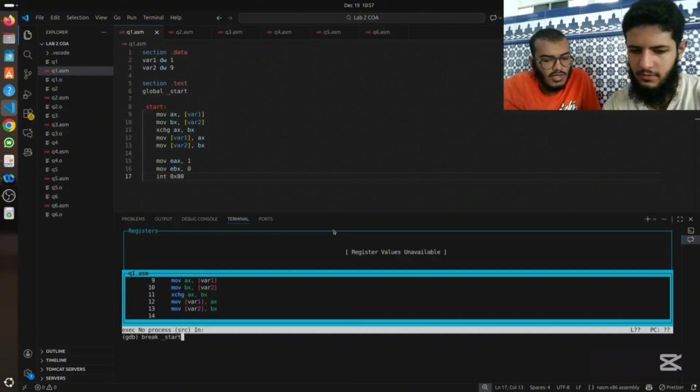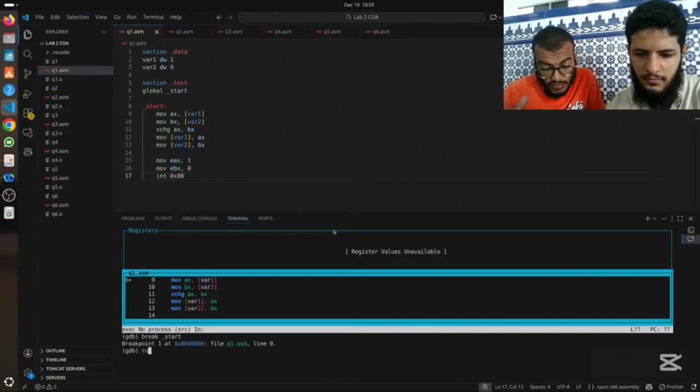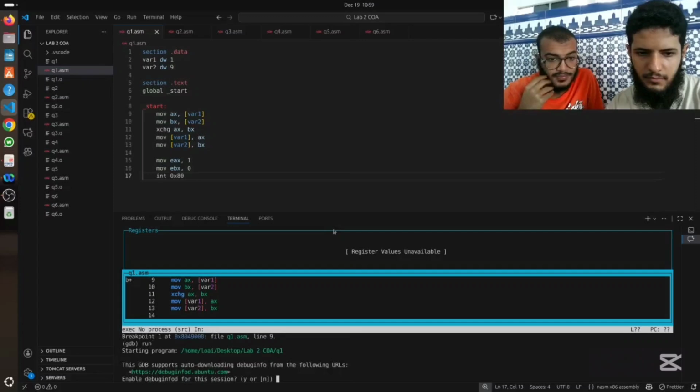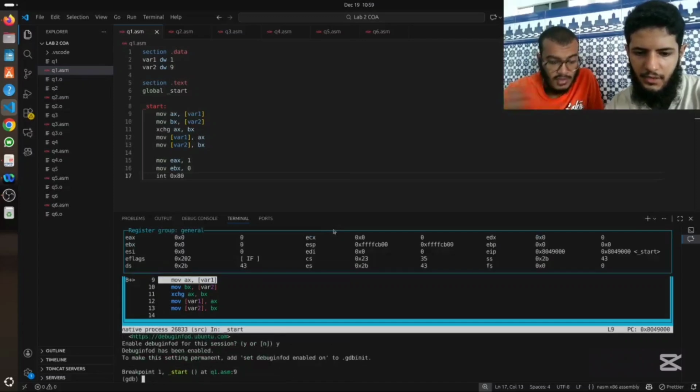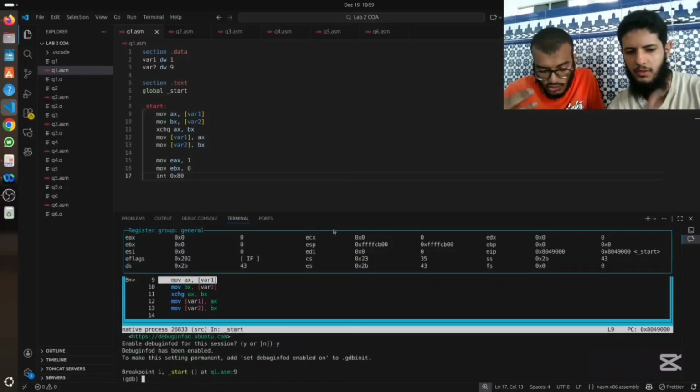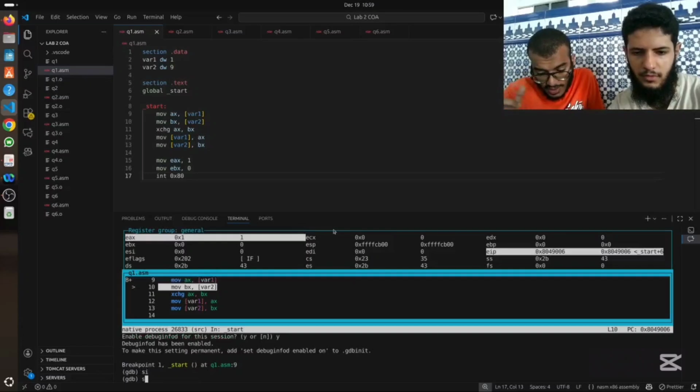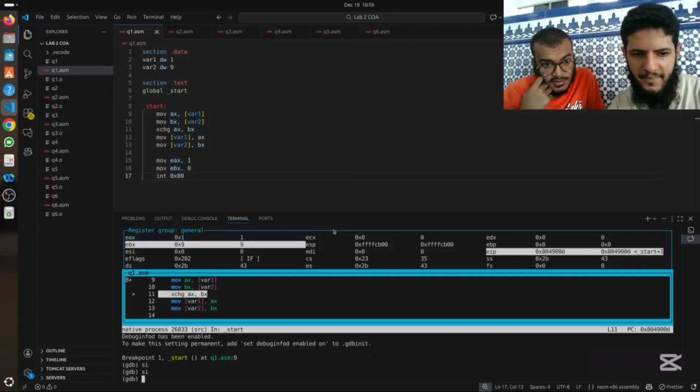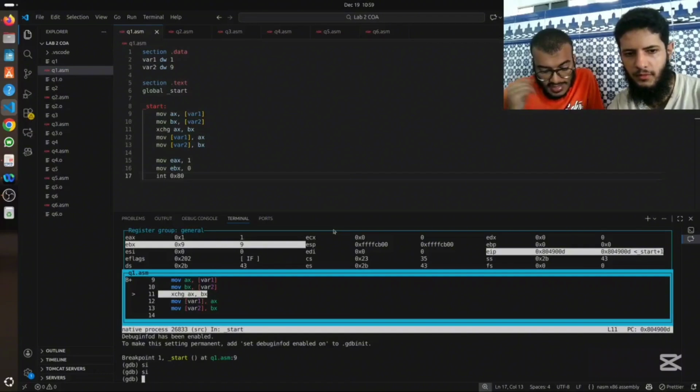You are running. Move AX, var 1, before the comma. And then line 2, for var 2, it's BX. Move BX, from var 2, right? Yes. And then for line 3, which is AX and BX, but XCHG.